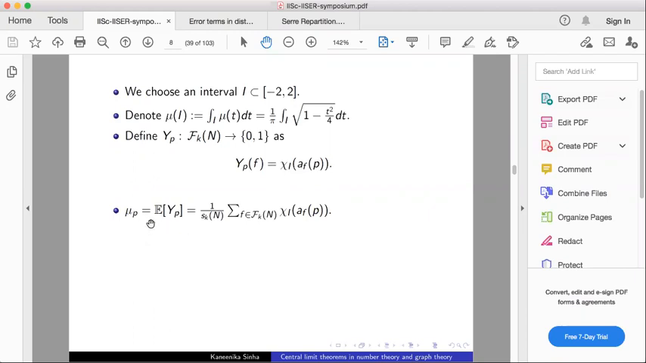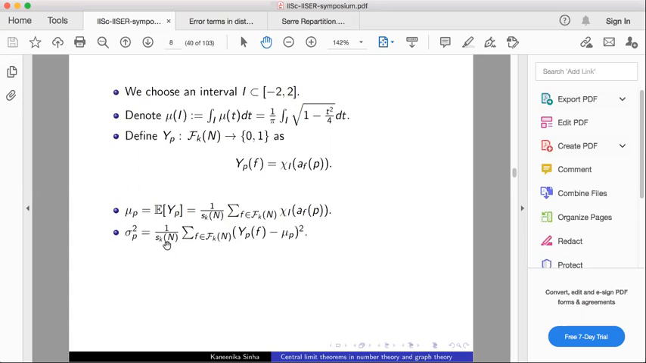So the expected value of y sub p can be expressed as this expression here. You are summing over all the Hecke newforms and taking chi sub I of a sub f of p. So basically you are counting the number of Hecke newforms for which the pth Fourier coefficient lies in the interval I, and dividing it by the total number of elements in F sub k of N, which is just the dimension of that space.